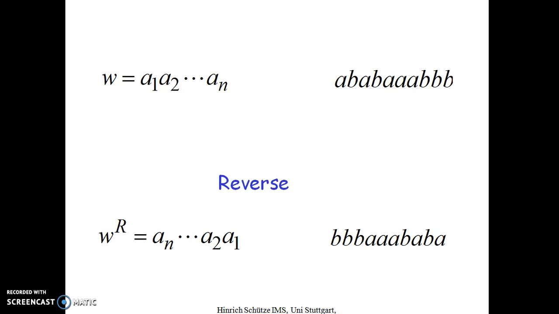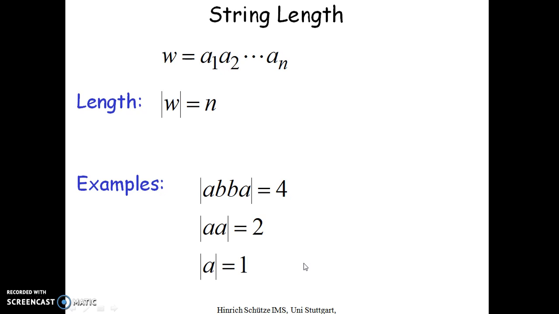The next operation is string reverse. String reverse is simple. Whatever string is given, we place it in reverse order. So if the string is from A1 to AN, then it will be from AN to A1. An example is given. Next, finding the length of the string. The length of the string is how many symbols are there in the string.